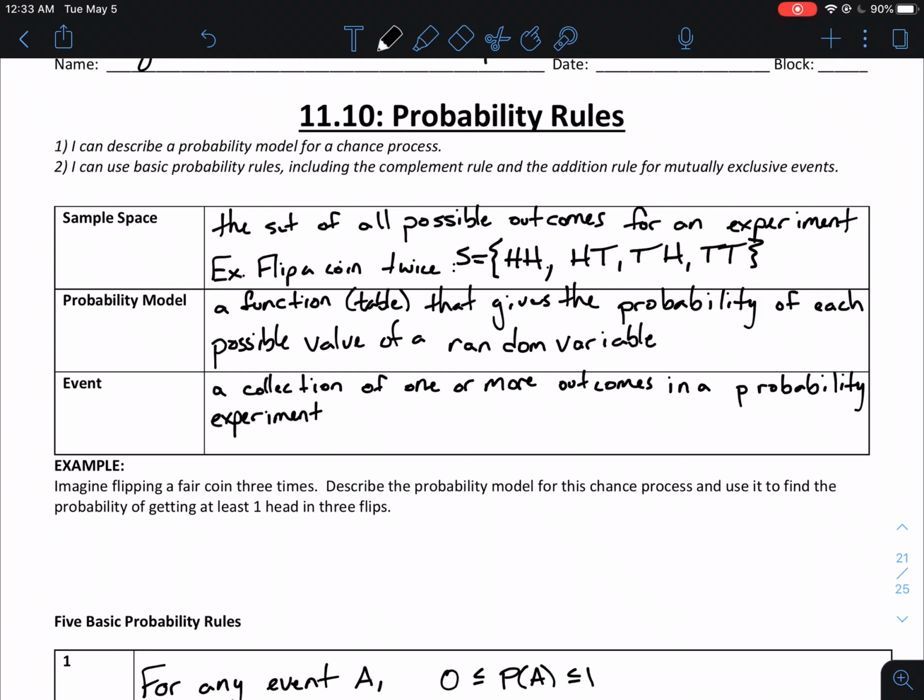The second thing to talk about is a probability model. A probability model is a function, oftentimes a table, that gives the probability of each possible value of a random variable. In just a moment, we'll look at an example of what that looks like.